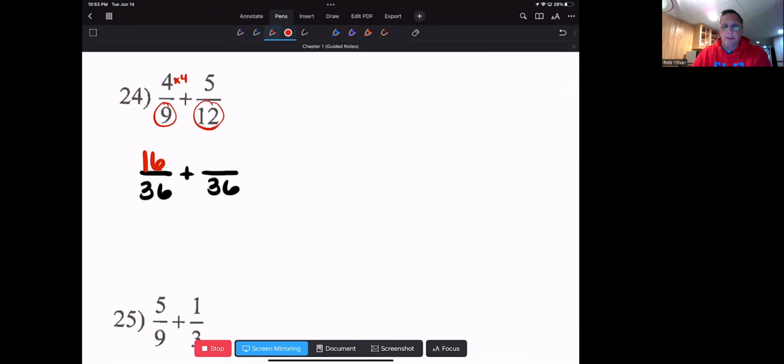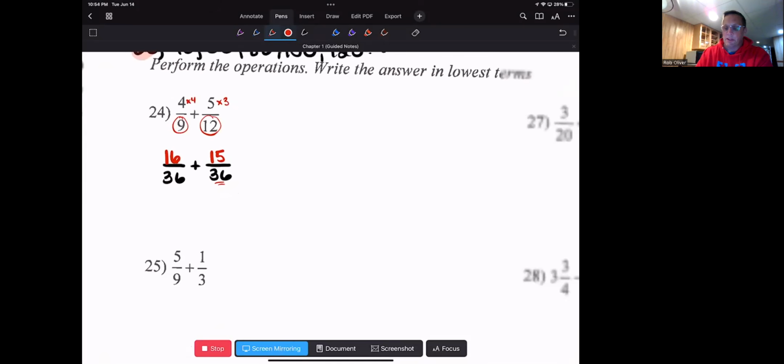All right, now look, the denominator used to be 12 here, and now it turned into 36. So that's a multiplier of 3, and that's what you multiply 5 by. 5 times 3 is 15. So you have 16/36 plus 15/36, and we're going to add this up. 16 plus 15 is 31 over 36.